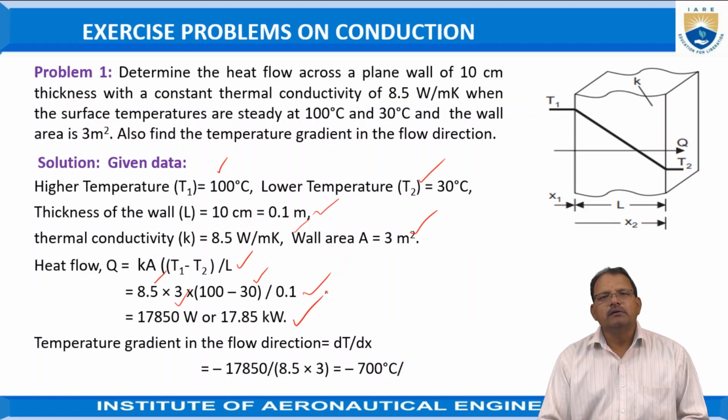The temperature gradient in the flow direction is represented as dT/dx. It is always expressed as negative only. The temperature difference is equal to here now.